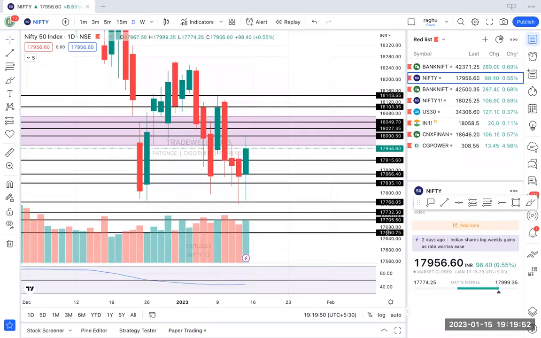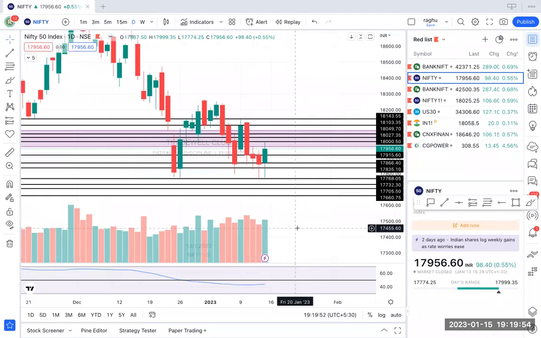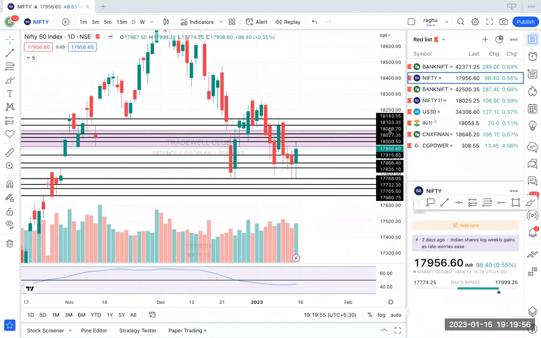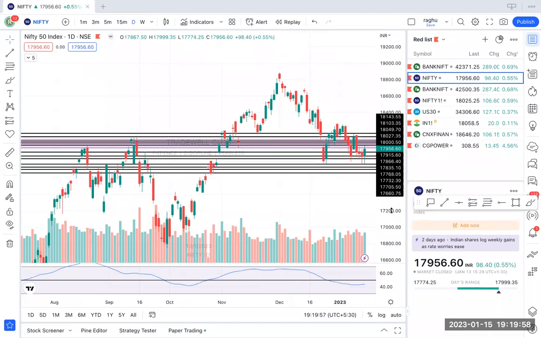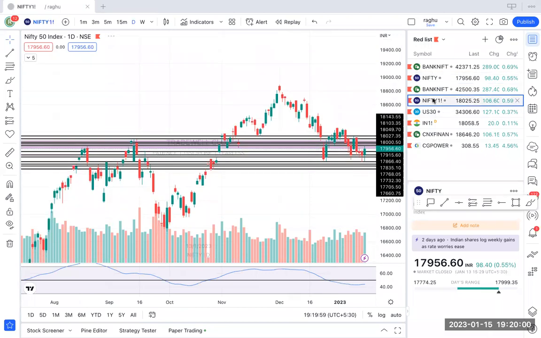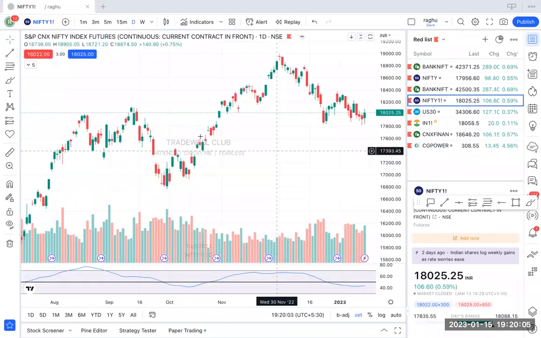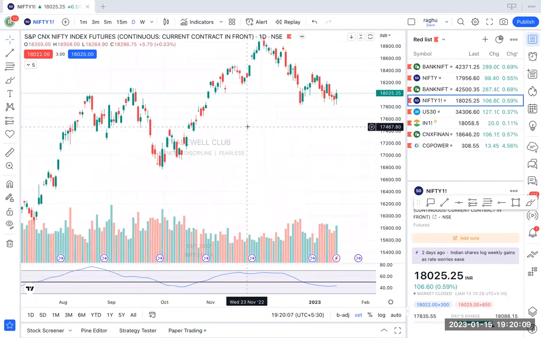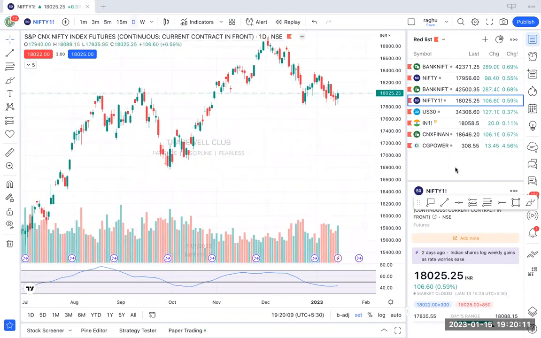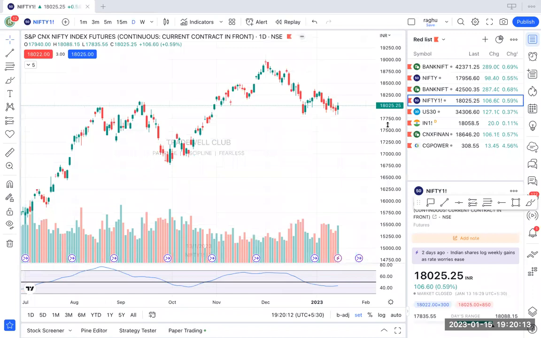This is the daily time frame we are looking at. Let me open a futures chart. Now this is the Nifty index future. We need to understand what is happening in the bigger time frame, which is the 1 day time frame. Once you understand the momentum the market is giving, what is a trend line?